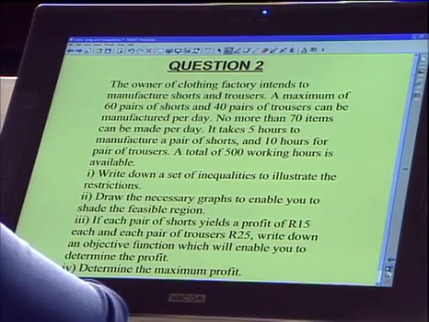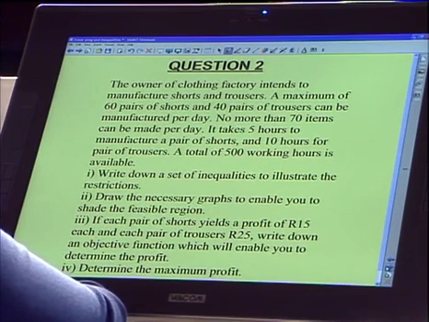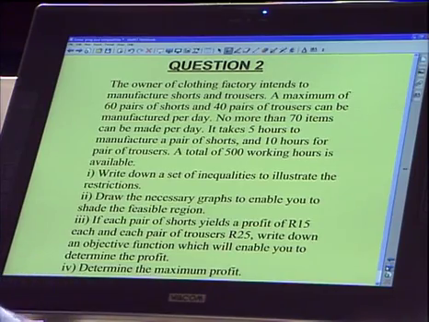You can see it's just words everywhere. It says the owner of a clothing factory intends to manufacture shorts and trousers, a maximum of 60 pairs of shorts and 40 pairs of trousers can be manufactured per day. No more than 70 items can be made per day. It takes 5 hours to manufacture a pair of shorts and 10 hours for a pair of trousers. A total of 500 working hours is available.